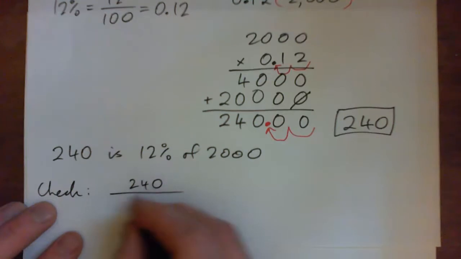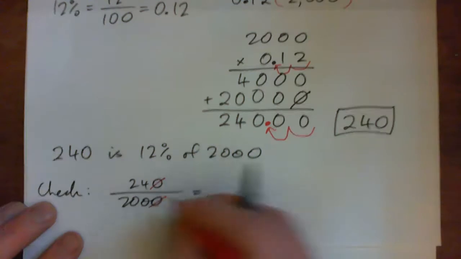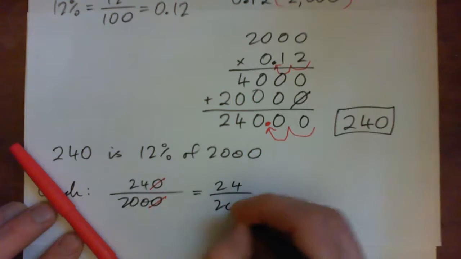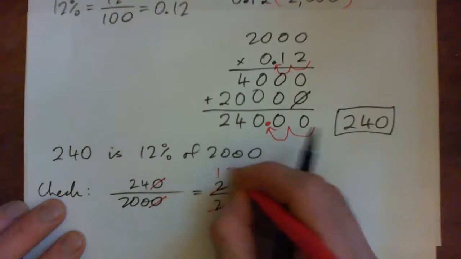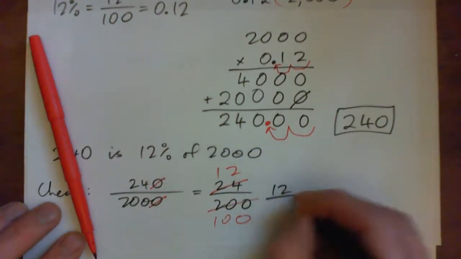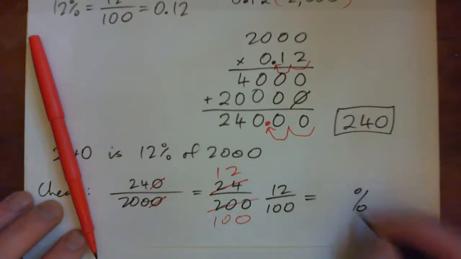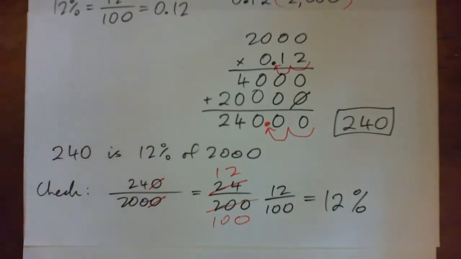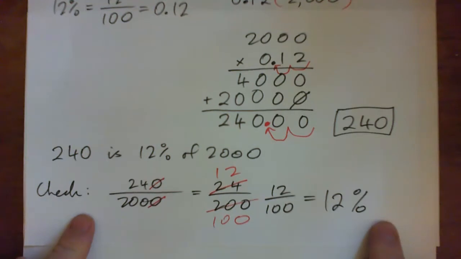240 over 2,000 equals, cross cancel. Divide by 10, the zeros cross off. Now I've got 24 over 200. 2 into that goes 100 times. 2 into that goes 12 times. That's 12 over 100. And what's that as a percentage? 12 over 100 is what percent? Well, it's 12%. 12 per 100, right? So we checked it. When we put the 240 over 2,000, we found it is, in fact, 12%.